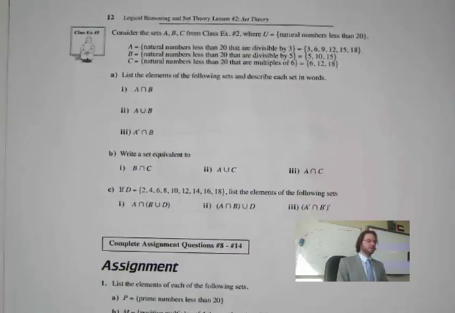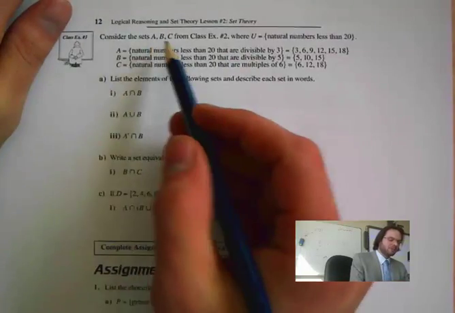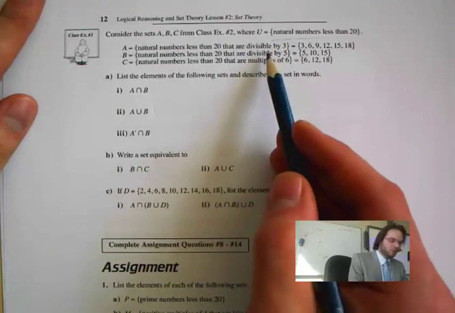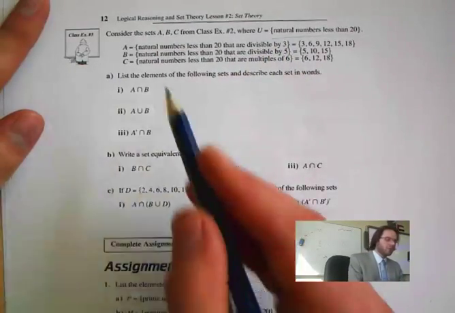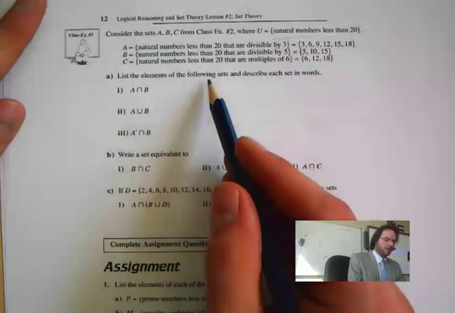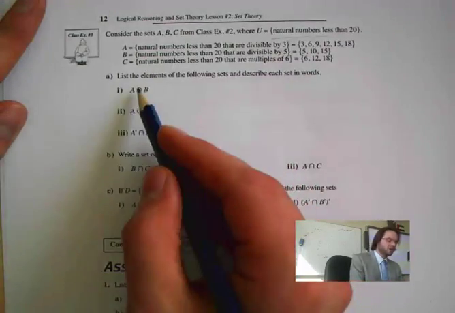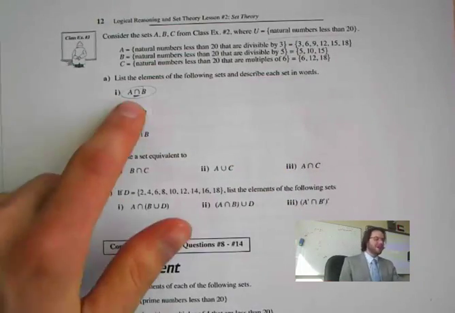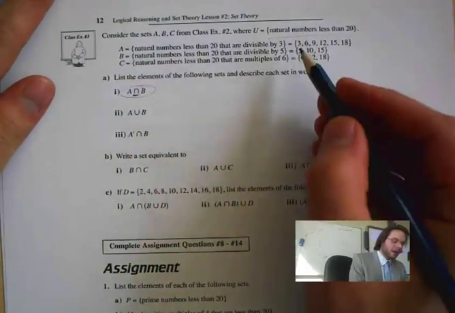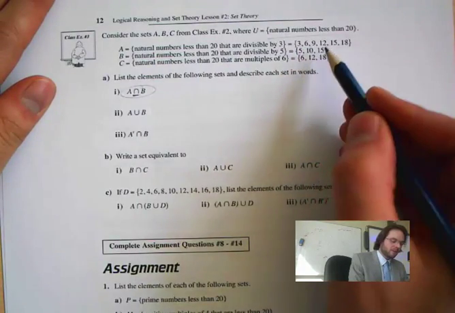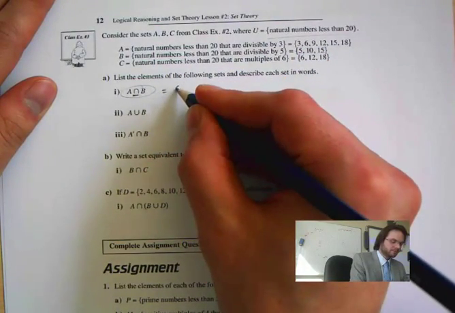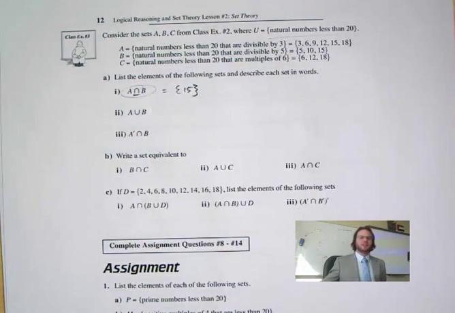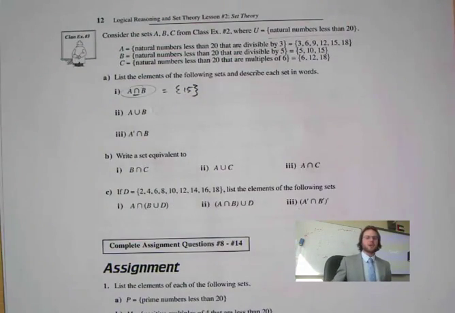Okay, last question here. It says, consider the sets A, B, C, D from example 2, natural numbers less than 20. So here we go. We have each of them set up. So list the elements of the following sets, describing each in words. So when we use this, it means and. So which ones are in A and B? So A and B, we have 15. And that is it. Okay? So that's that one. And the next one says A or B.